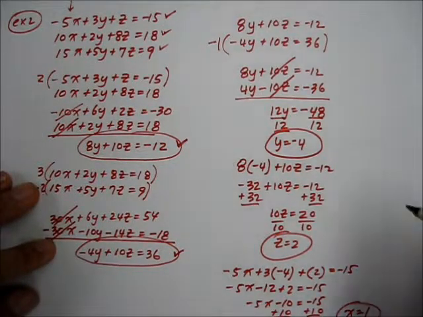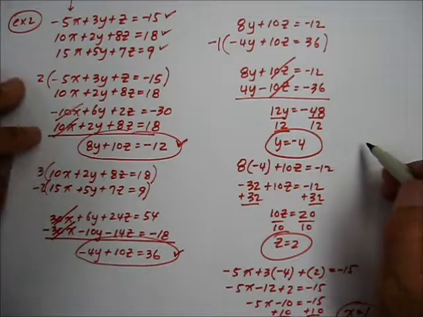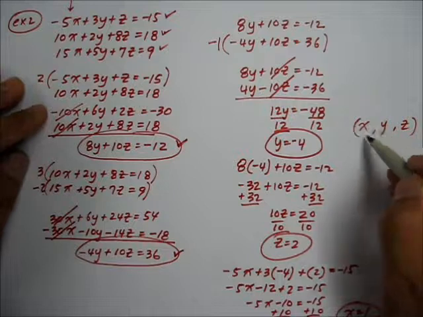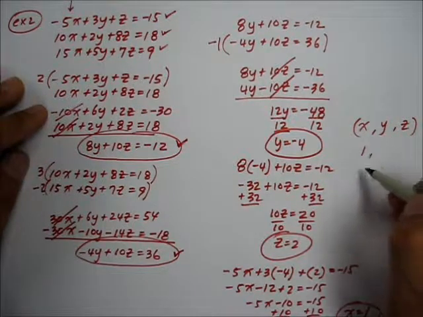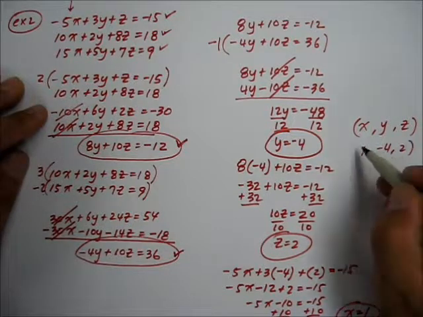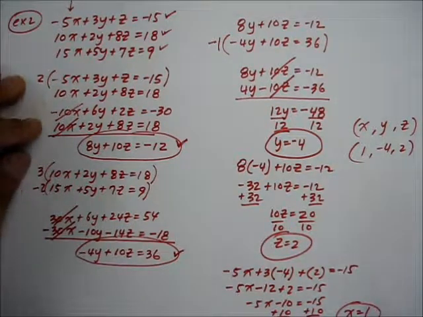So the solution set for these three equations, which makes them all true, will be x, y, z, and they are given as 1, negative 4, and 2. There you have it.